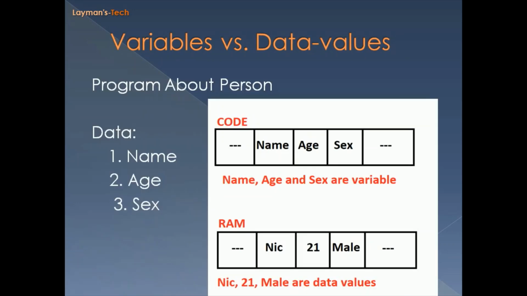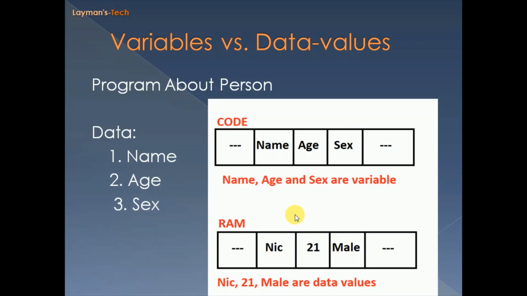At this point, I find it important to explain the difference between variables and actual data values, because that will help us understand the main essence of variables. Let's do this with an example. Say we are writing a program about a person. Here are some of the data we might be working with: the person's name, age, gender, etc. In this illustration, I have two series of boxes. The first one representing variables inside code, and the second one representing actual data values inside computer memory or RAM.